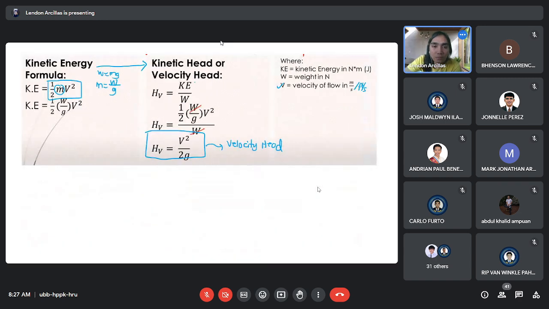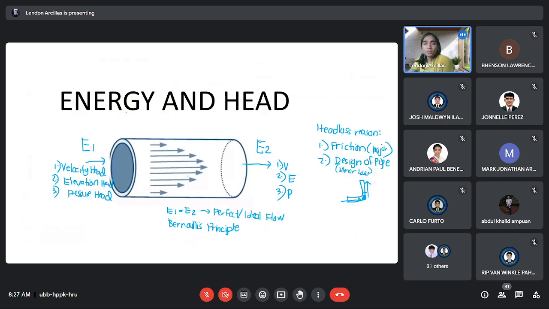So remember, I'll repeat: an energy head is composed of three heads: the velocity head, the elevation head, and the pressure head. Their formulas are different. The velocity head has the formula v squared over 2g, from the kinetic energy. The elevation head is the potential energy due to elevation, so its formula is just Z, or the height. The pressure head is from the potential energy due to pressure, and its formula is the gauge pressure over the specific weight.